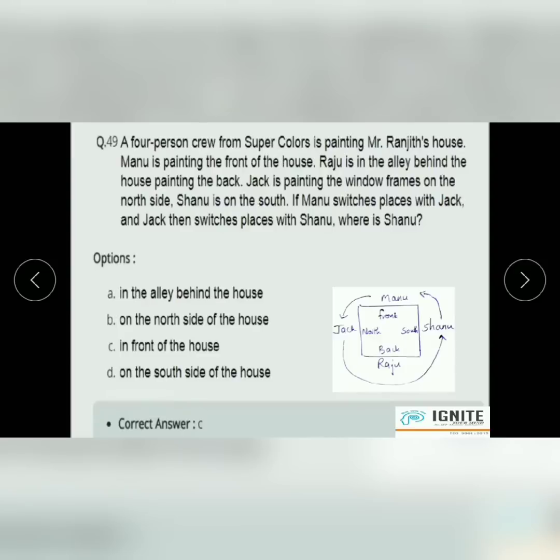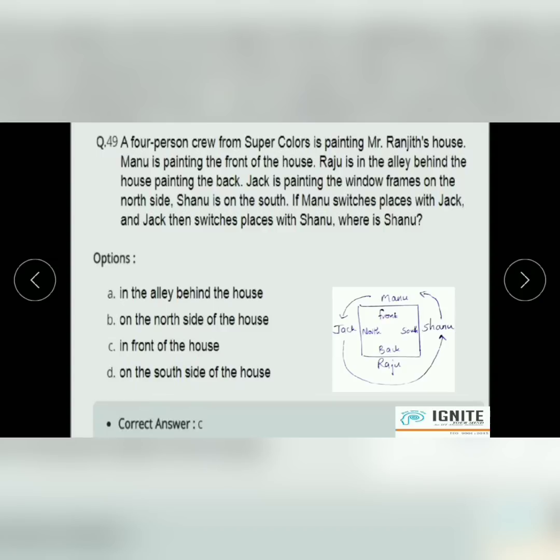Option B. Next question, a 4-person crew from Super Colors is painting Mr. Ranjit house. Manu is painting the front of house, Raju is behind the house painting the back, Jack is painting the window frames on north side, Shanu is on the south.